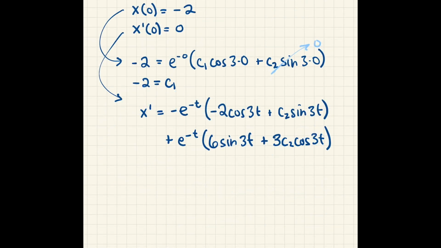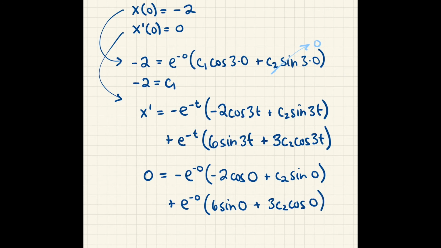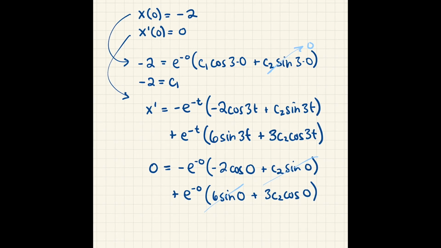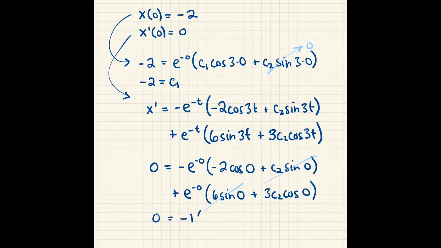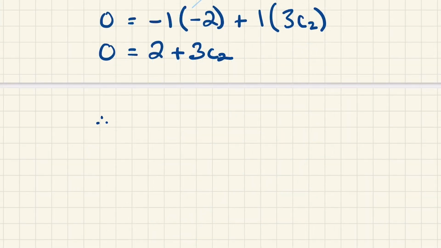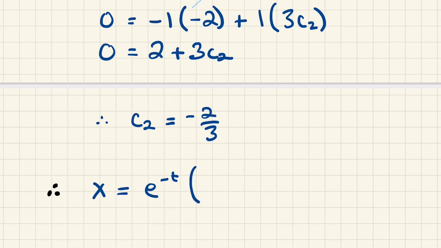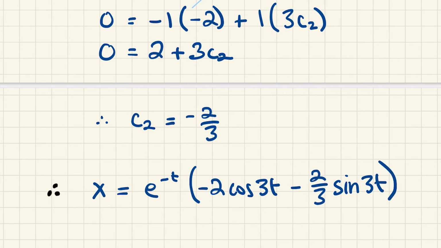Okay, so we're plugging in 0 for t. We get 0 for x prime. So, of course, these e to the stuffs, those will just be 1. Let's write it in anyway, just to make sure we don't make any mistakes. Cosine of 0, sine of 0, sine of 0, cosine of 0. Okay, so these guys are dead for sure. So what we have is 0 equaling -1 times -2 plus 1 times 3c2. So here we get c2 is equal to -2/3. All right, so our final answer is that x of t is equal to e to the -t times -2 cosine of 3t minus 2/3 sine of 3t. Okay, let's see what that behavior looks like on Desmos.